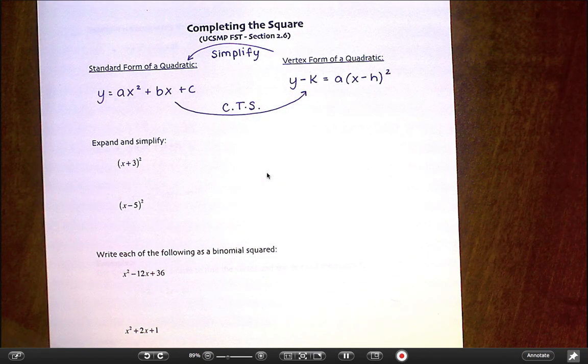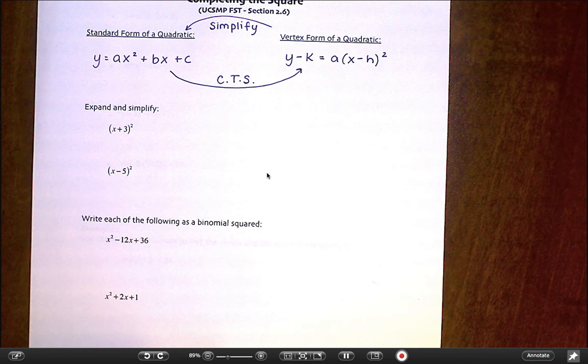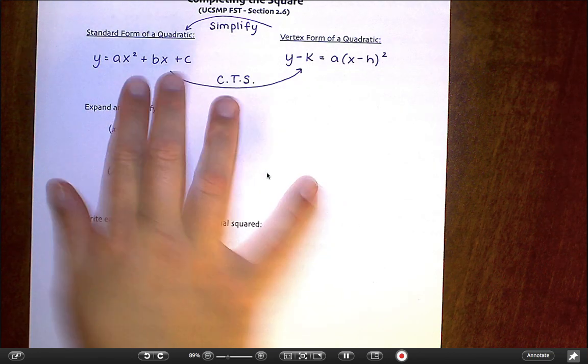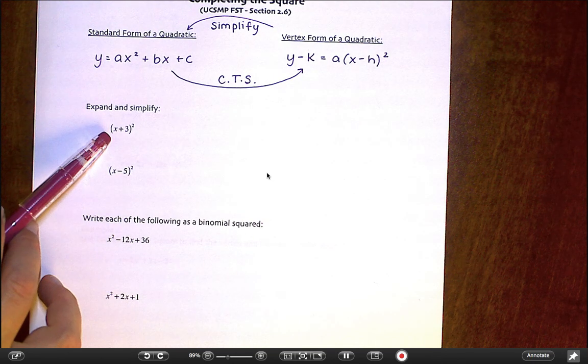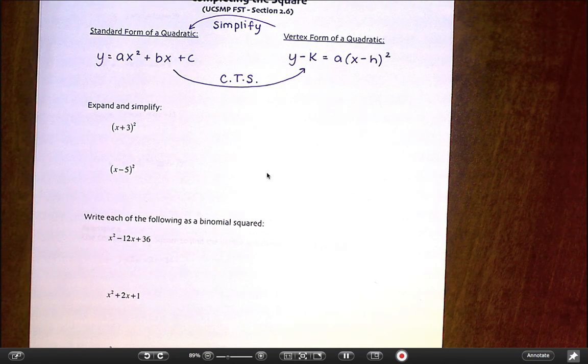So we're going to start with some preliminaries. These first couple of problems here are just to get your brain taking the right steps to be able to do this process. So let's remember how to do FOIL. So take a second, why don't you pause the video if you're watching right now, and see if you can remember how to work out x plus 3 squared and x minus 5 squared.